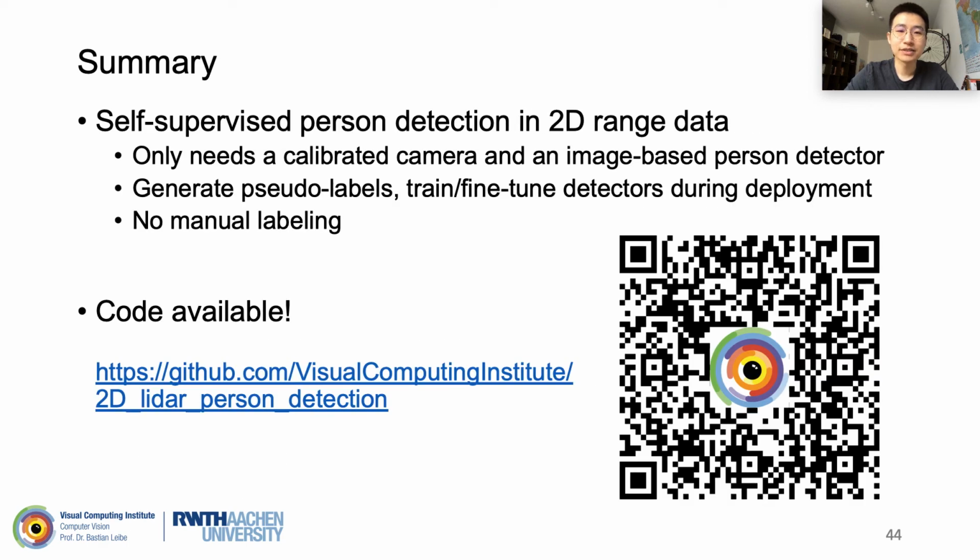So to summarize, in this work, we proposed a method to train a 2D LiDAR-based person detector without any manual labeling. Our method generates pseudolabels using a camera and an image-based detector, and these pseudolabels can be used to improve the detector during deployment.